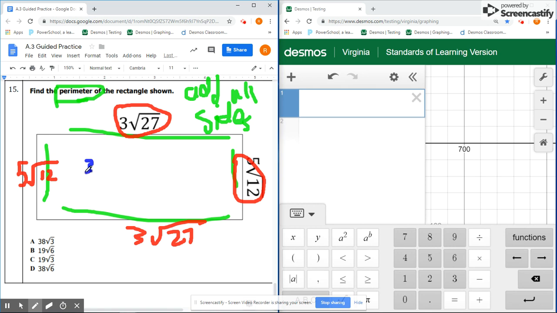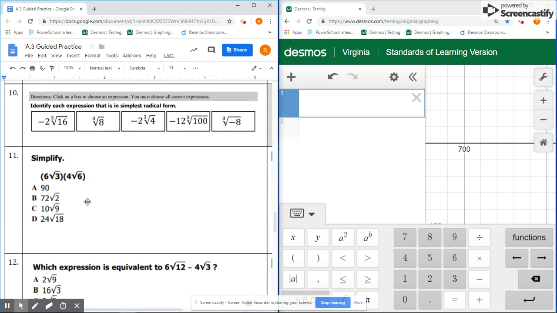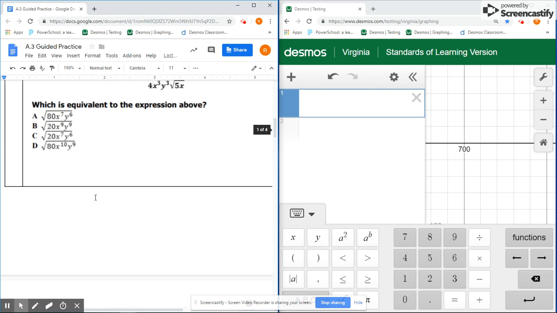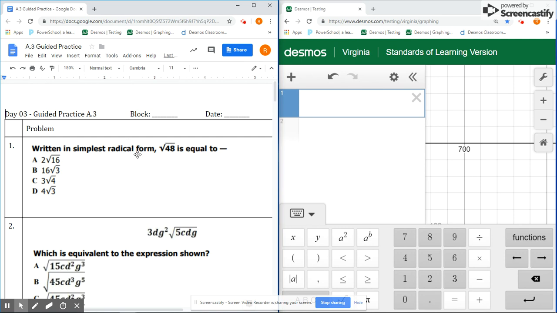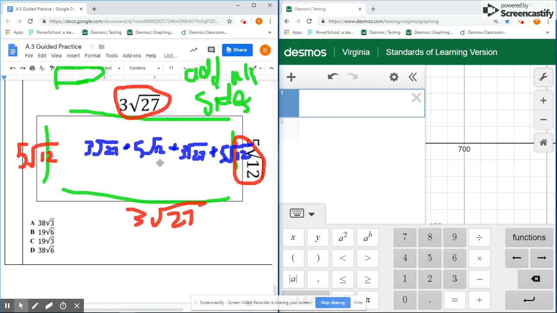So I have 3 square root 27 plus 5 square root 12 plus 3 square root 27 plus 5 square root 12. Okay, now this is just a number. If you look back up here to number 12 or number 11 or number 8 or number 7, or number 1, all those are just numbers.